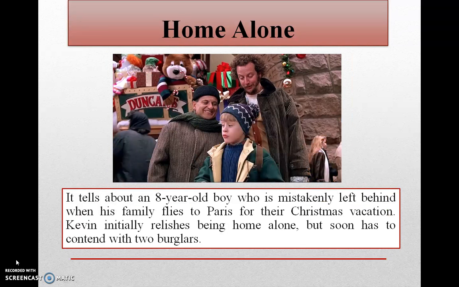It tells about an 8-year-old boy who is mistakenly left behind when his family flies to Paris for the Christmas vacation. Kevin initially relishes being home alone, but soon has to contend with 2 burglars. After its release, Home Alone became the highest-grossing live-action comedy film of all time in the United States.